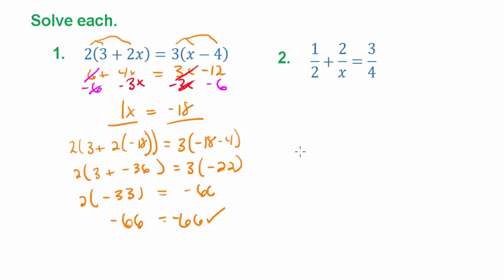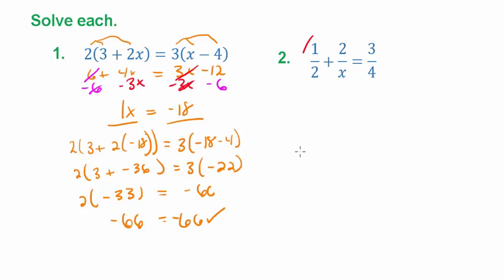Number 2, you'll notice that now the variable is in the denominator. So that changes this process a little bit. There's a couple different ways. We can actually add the rational expressions, combine the 1/2 and the 2 over x, and do some cross multiplication. I'm going to show you a slightly different way.